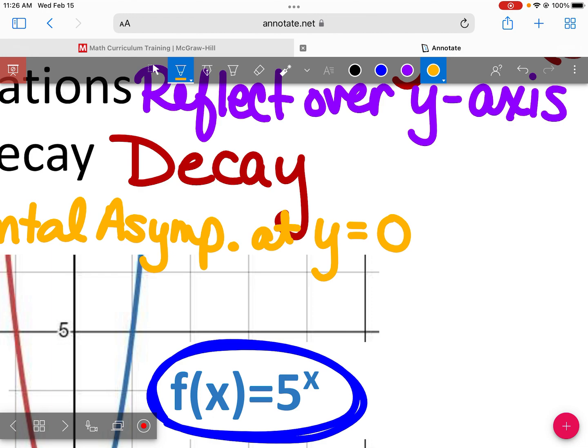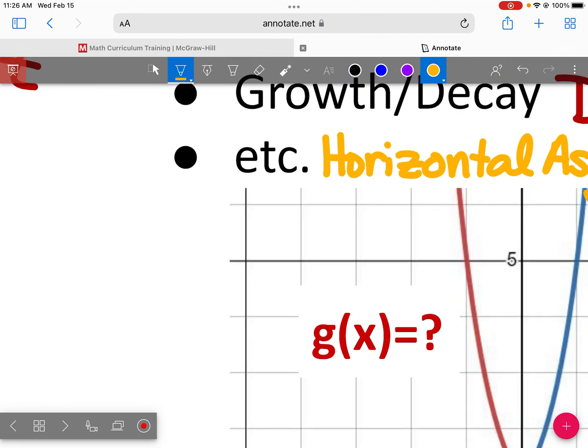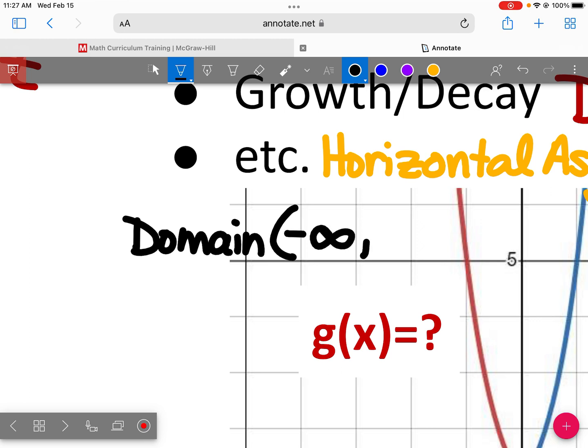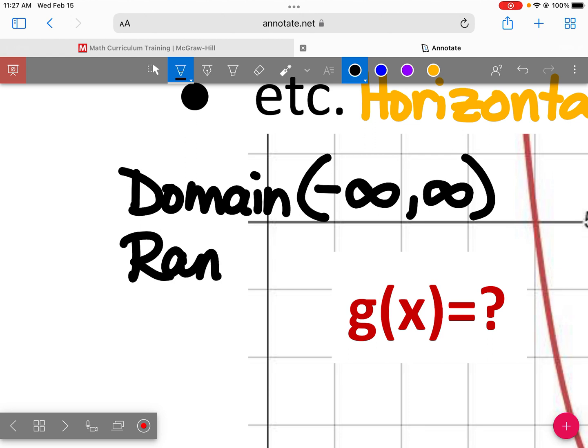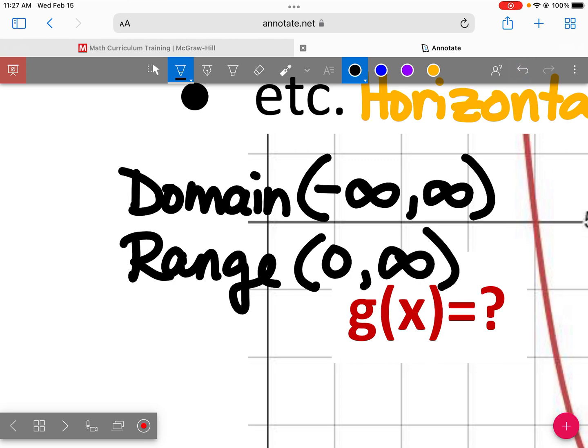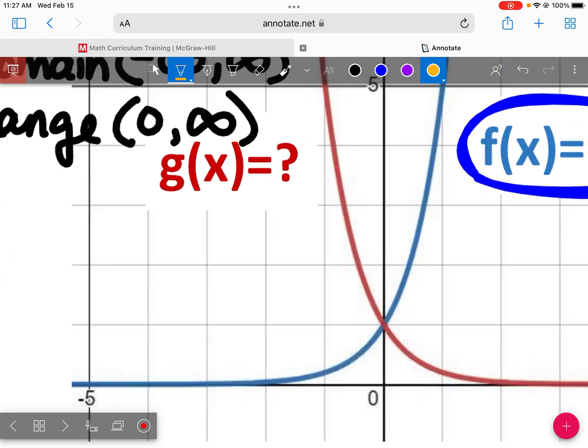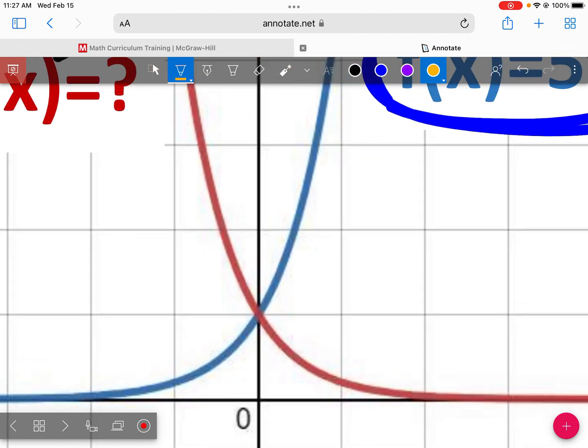We could write domain and range, yes. What would the domain for the red graph be? For all my exponential functions, what would the domain be? All real numbers. And then what you were talking about, Mikey, is the range. What's the lowest this graph ever goes? 0. What's the highest the graph ever goes? Infinity.